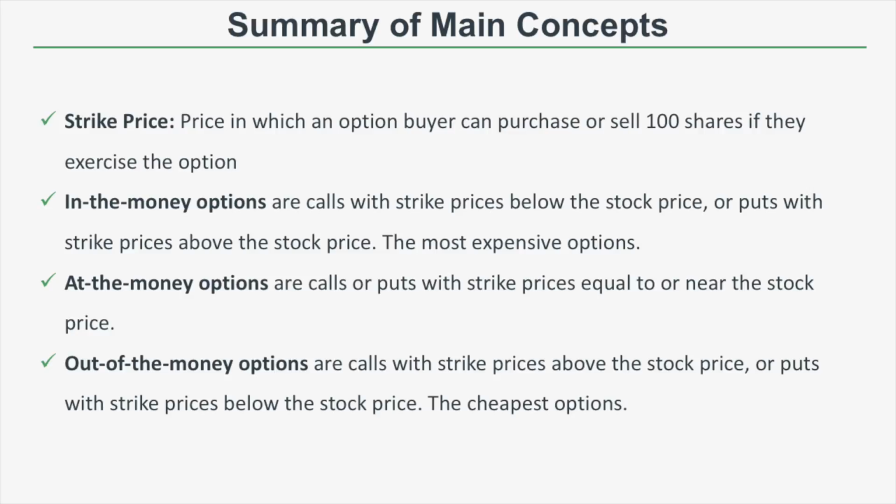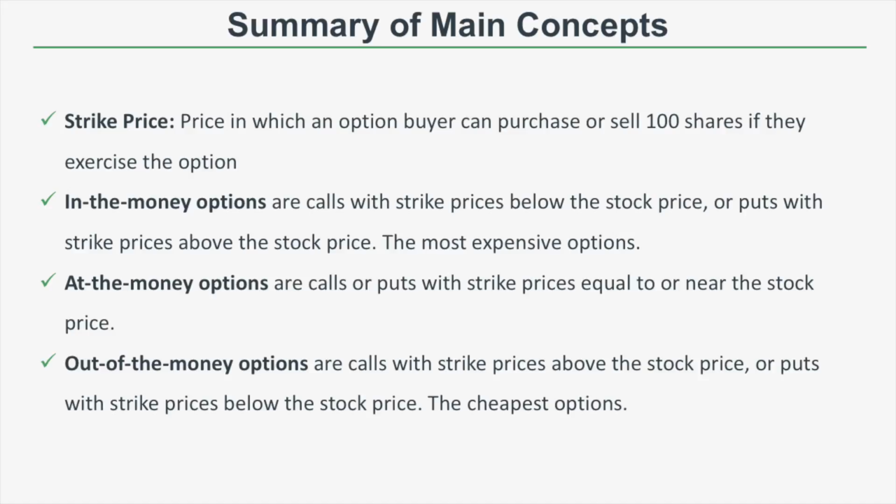Alright, well that pretty much wraps up the main concepts you need to know about strike prices, so let's just go ahead and recap what we talked about in this video. So a strike price is the price at which an option buyer can purchase or sell 100 shares if they exercise the option. Now you also learned about terms such as in the money, at the money, and out of the money.